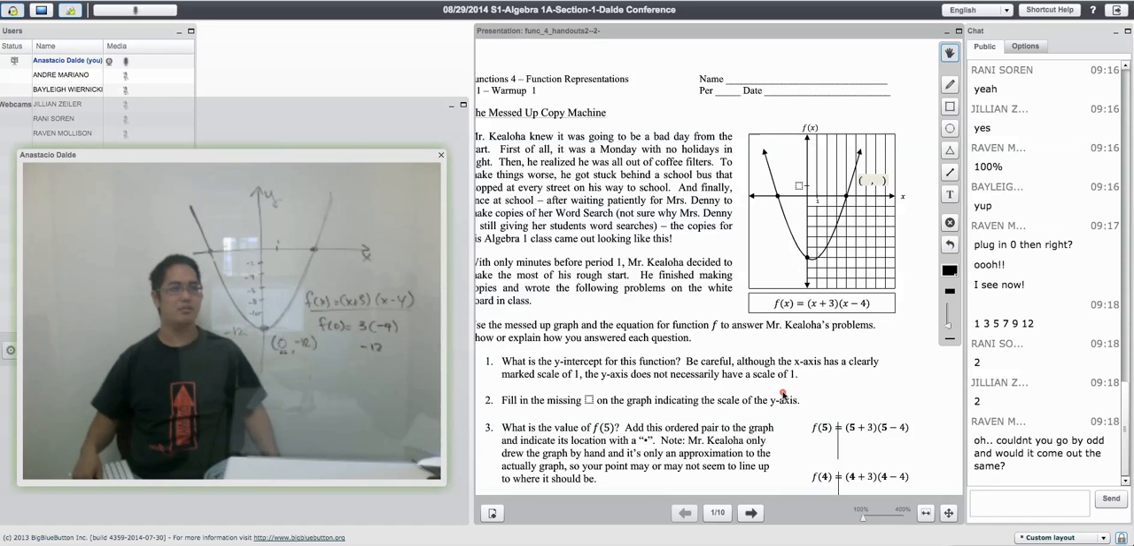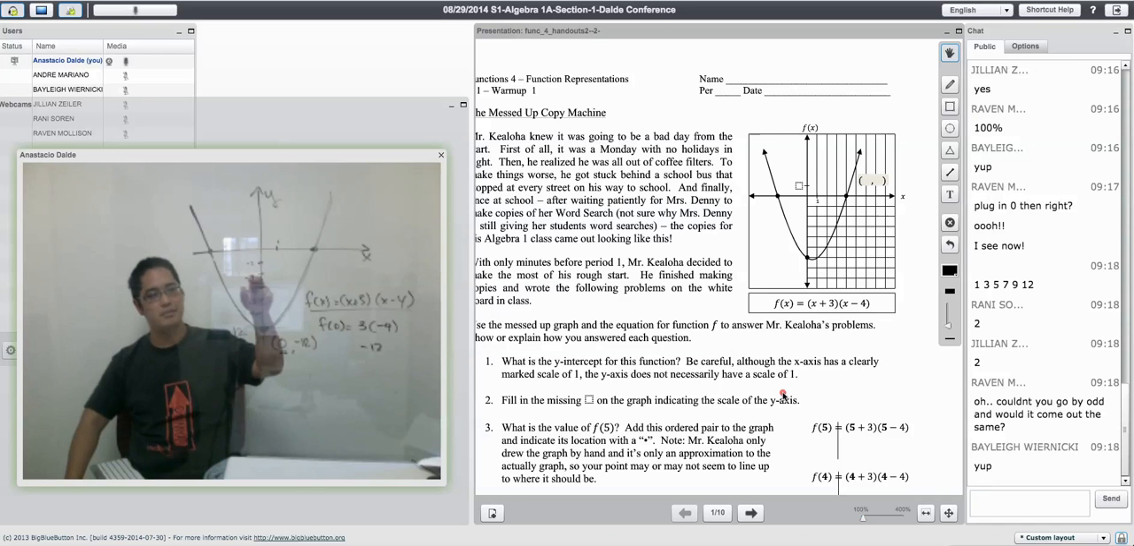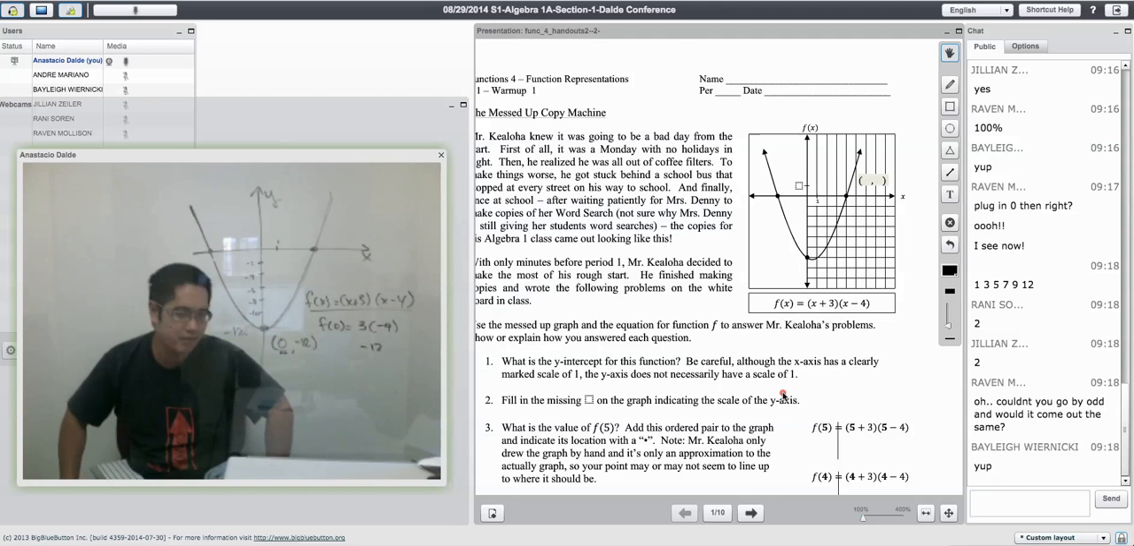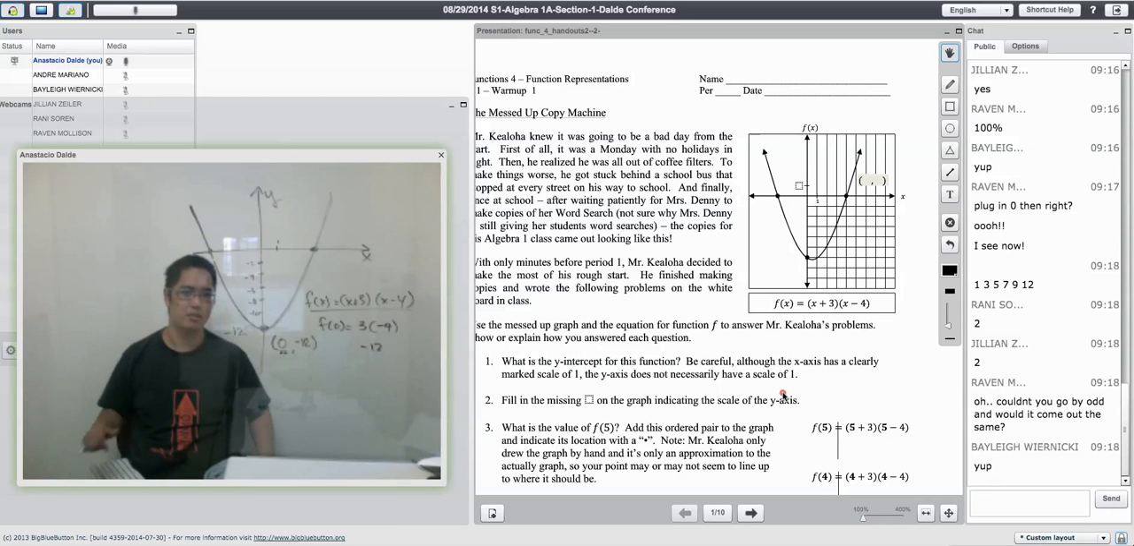Raven, you're saying you would count by odds? I suppose, but that would be a little weird to do. Actually, no, it wouldn't come out the same because you would go, what? 1, 3, 5, 7, 9. Well, the next one's 11, Raven, not 12. That'd be a weird jump.